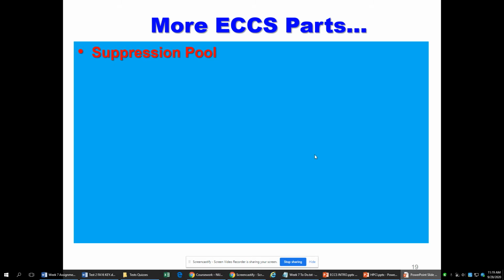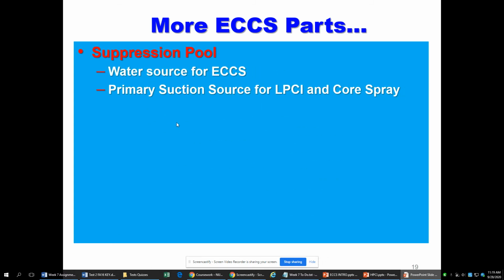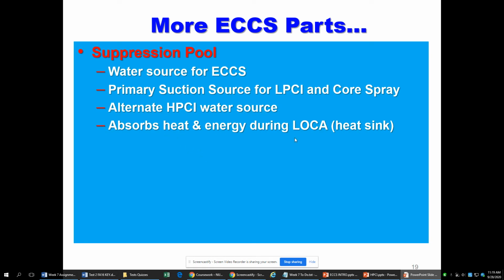So the suppression pool, right? That's our big source of water that's right next to the dry well. And also it suppresses: if the steam needs somewhere to blow, we can blow the steam in there because it's a very big volume and it's not full of water. It's only about half full. And there you go. It absorbs energy and heat during a LOCA. It's a really good heat sink.